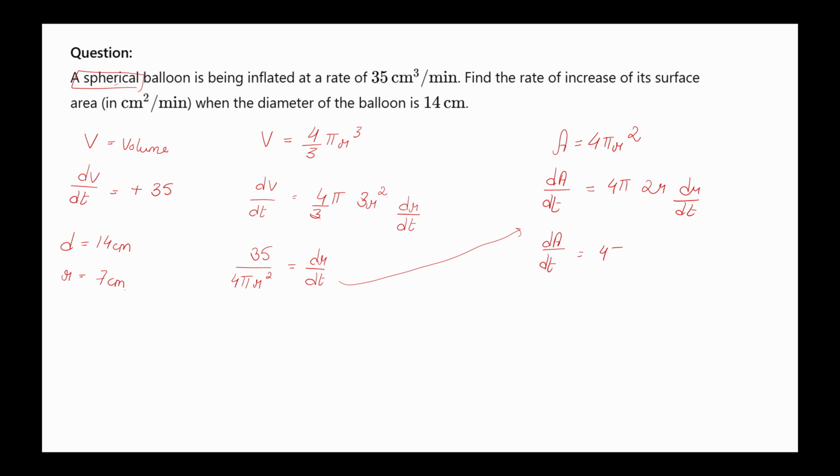So this would become 4 pi into 2 into r. So now we can substitute the value of r as well here. R would become 7, dr by dt is 35 by 4 pi r square. So this becomes 7 into 7. So 4 pi and 4 pi would cancel out each other, 7 and 7 would cancel out each other, 7 5s are 35, and we get 10 centimeter square per minute as our answer.